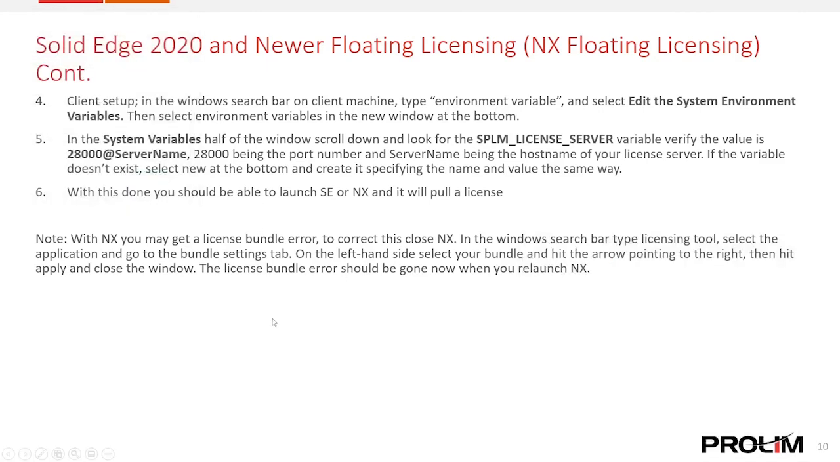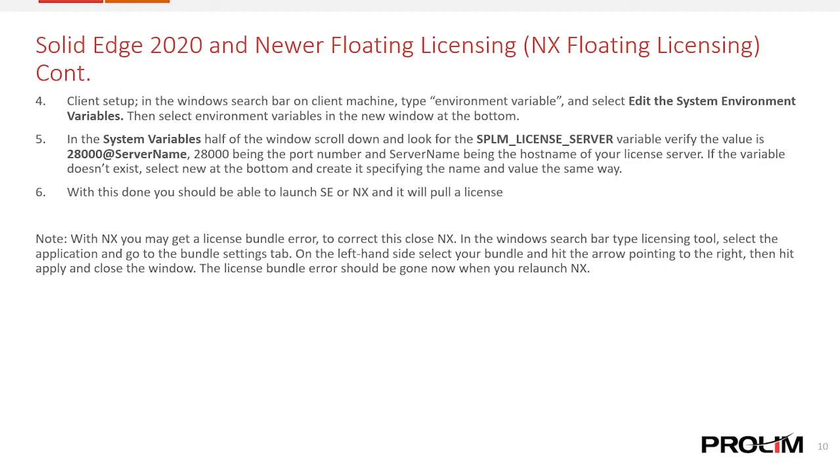And then once you're done with that, you can just go over to NX or Solid Edge and try to launch it to see if it'll pull a license, right? Now, something I did want to mention. I mentioned it earlier, I think, with the 27,001 environment variable, but the 28,000 at the front, or the 27,001 at the front, is just the port number. So that port number just has to match whatever you have in the license file. So in the license file, when I showed you how it had the 27,001, the variable would have to match that. In all NX and Solid Edge 2020 and newer license files, they all have 28,000 by default. So that's what my variable is set as.